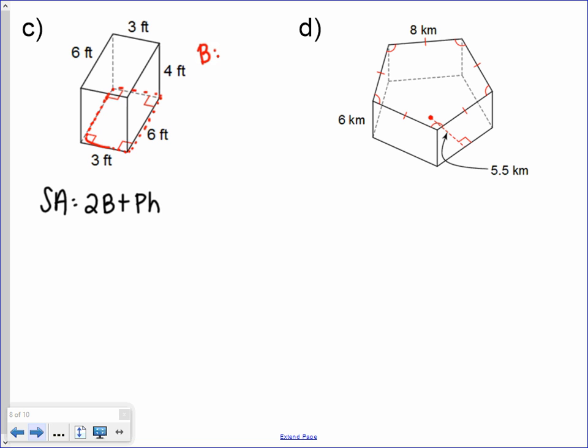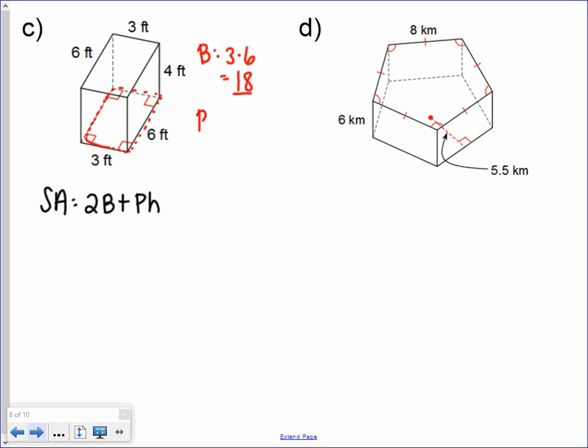Rectangular prisms are kind of special. Like, it doesn't really matter which one you choose as the base. The area of a rectangle is base times height. So base times height, 3 times 6 is what? 18. Okay, there's your capital B. Boom. The area of the base is 18.